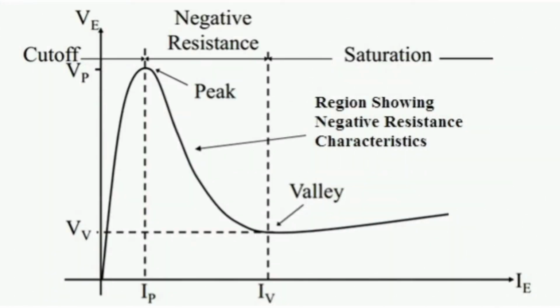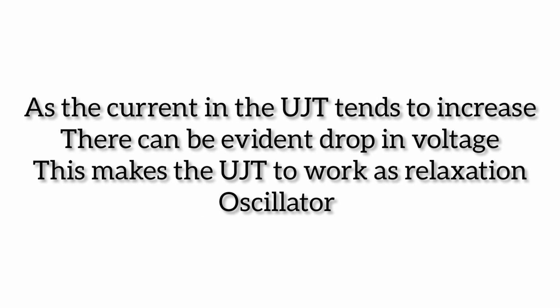This figure shows the UJT characteristics curve. As the current in the UJT increases, there is a drop in the voltage value. Hence, this transistor shows the negative resistance characteristic. This makes the UJT work as a relaxation oscillator. The basic functional unit of this oscillator consists of resistors and capacitors with UJT as the active unit for the oscillator. Here are some of the applications of UJT.